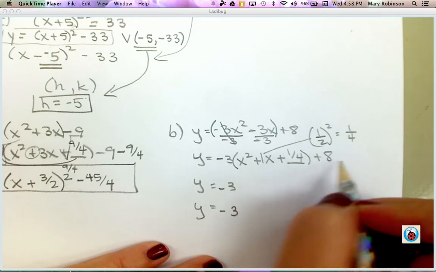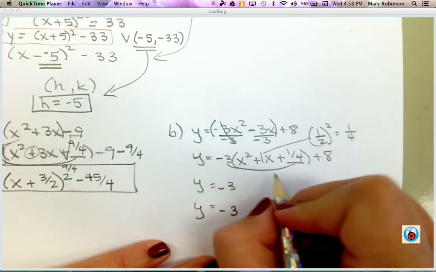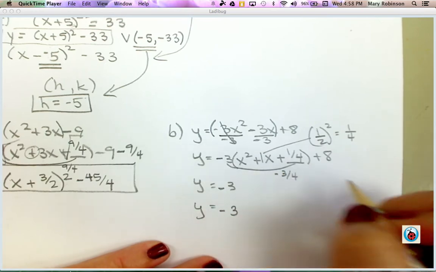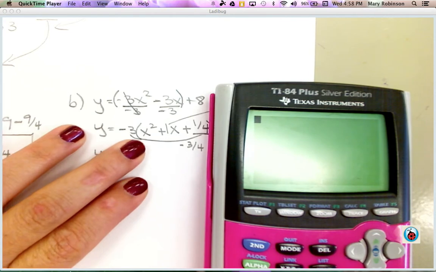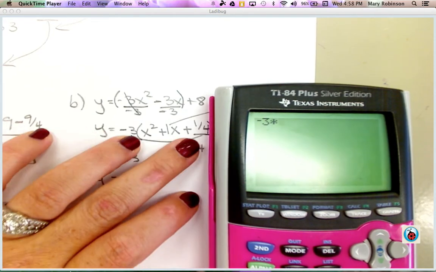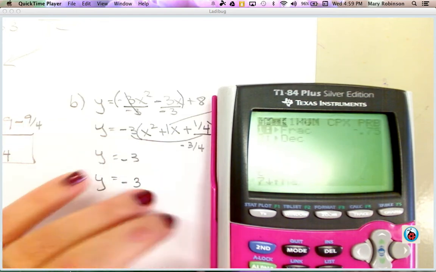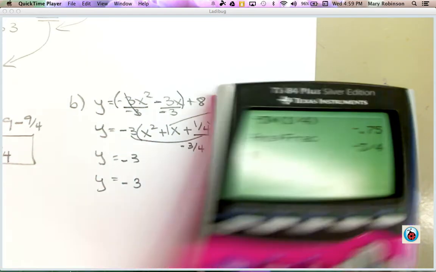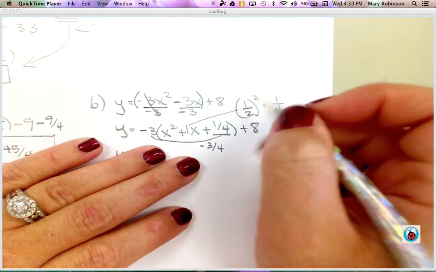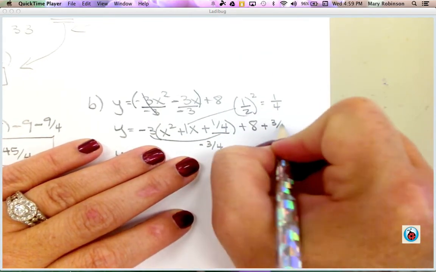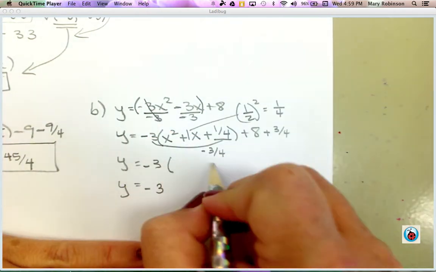Now, to determine what I add or subtract here, I multiply -3 times a fourth. That will give me -3/4. I can just put it in my calculator if you're not sure. Just type in -3 times 1/4, and you can see it's -3/4. So because I need to preserve equality, if I bring in a negative, I have to do the opposite sign and add 3/4. So notice, keep that -3 in every step.